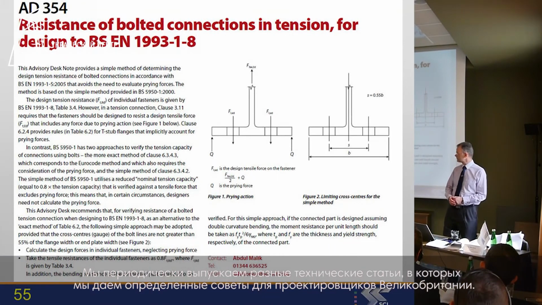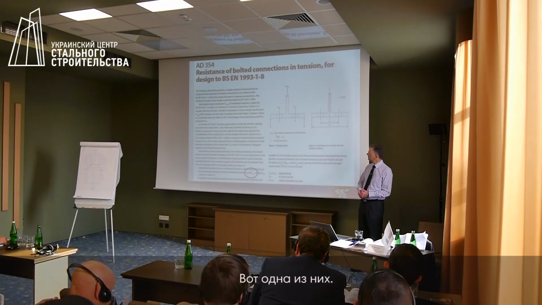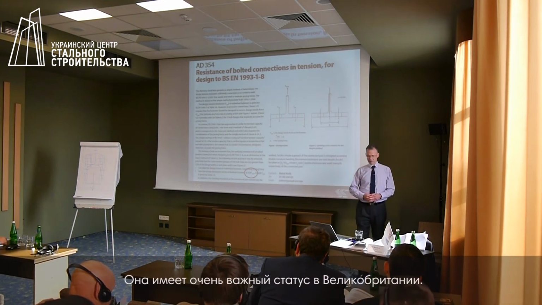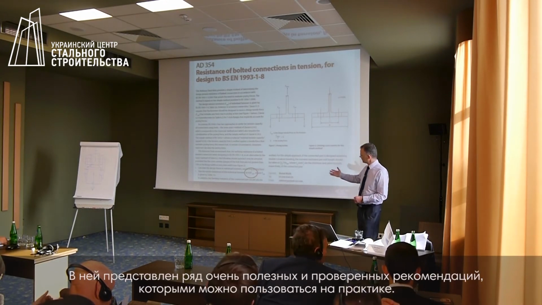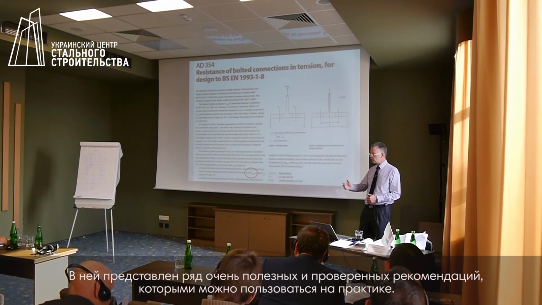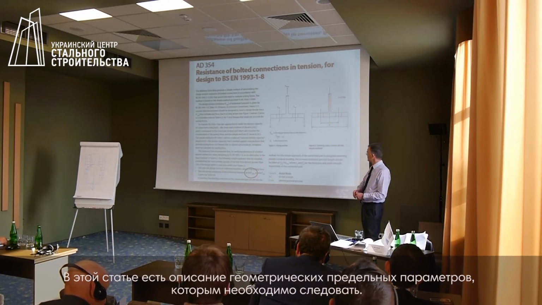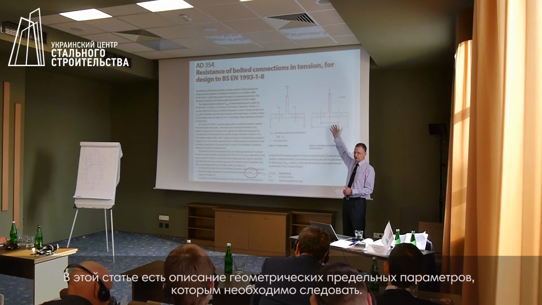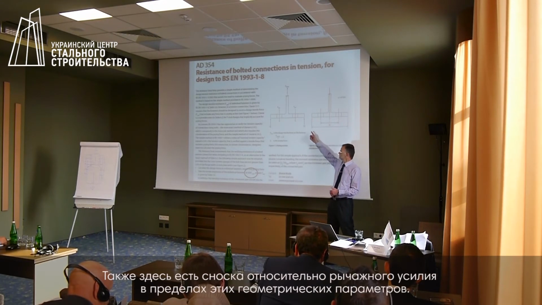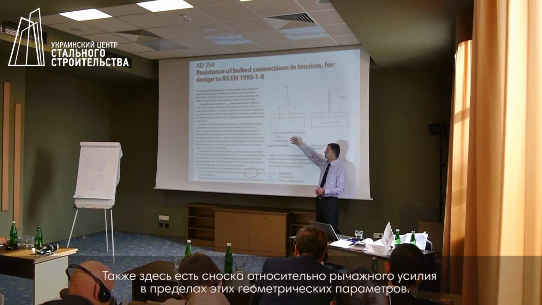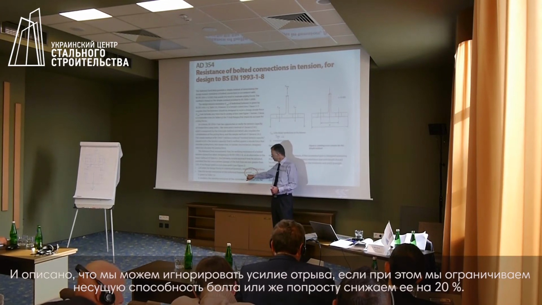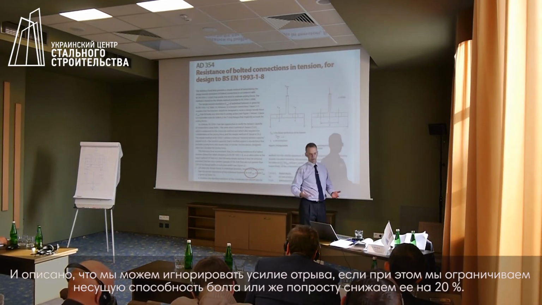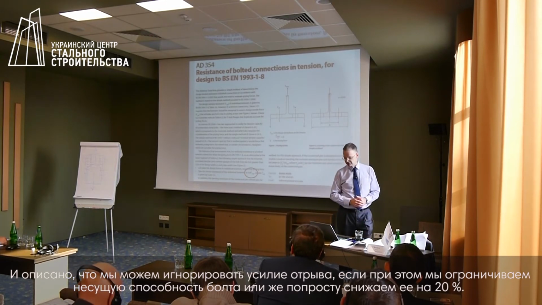So we occasionally write some technical articles where we give designers in the UK some advice. Here is one of them. This would have quite an important status in the UK. These are considered to be reliable pieces of advice. So you have some idea of the geometric limits that we're applying. There is a reference here to the prying force, and it says within these geometric limits we can ignore the prying force, but we reduce the resistance of the bolt by 20%.